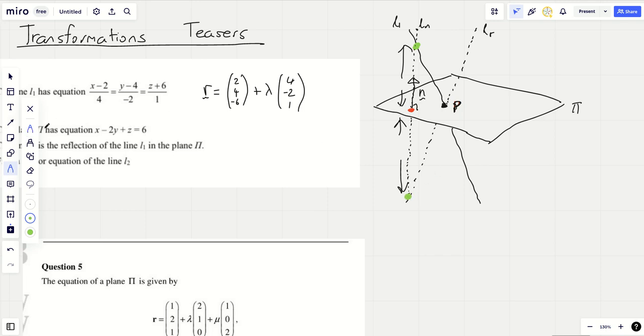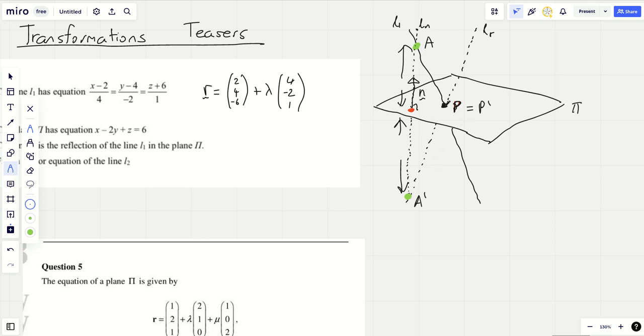And so if this is, let's call it A, then this will be A dash. And P is going to equal P dash. In other words, P, when it gets reflected in the plane, doesn't move. And then once you've got 2 points, well, it's dead easy to find the vector or Cartesian equation of the line, the reflected line. So lots to do here, basically.